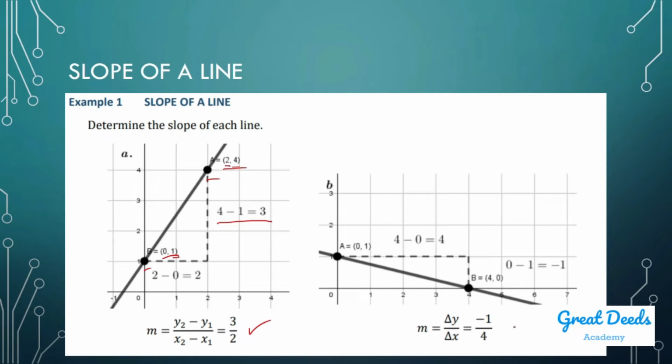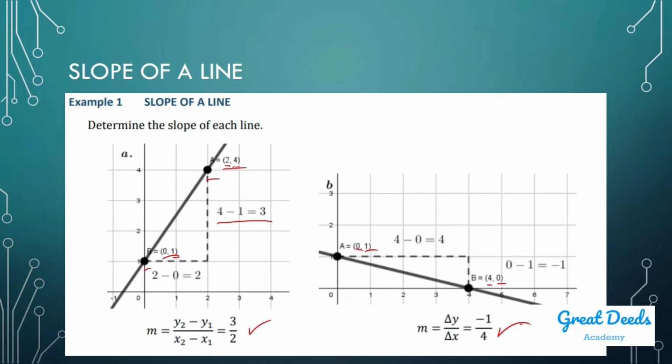Letter B. So we have 2 points. Let us compute for the change in y. The change in y here is 0 minus 1, it's negative 1. And the change in x is 4 minus 0, which is 4. And so this is the slope of this line.